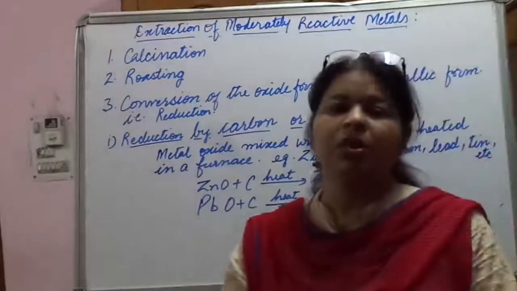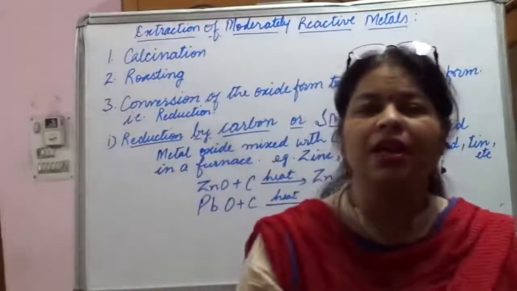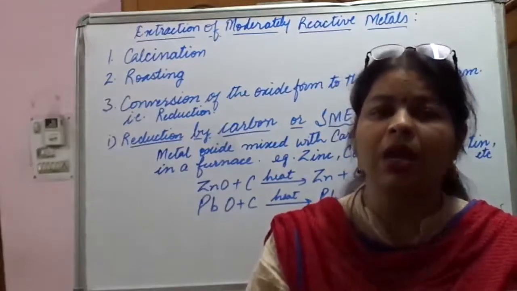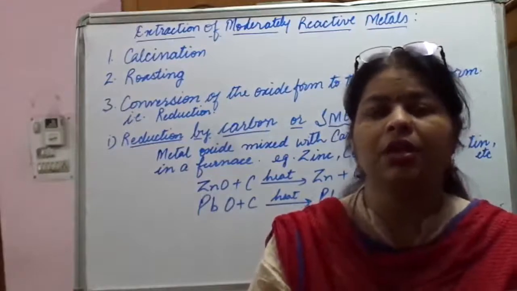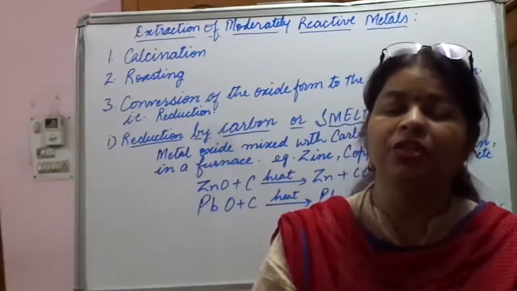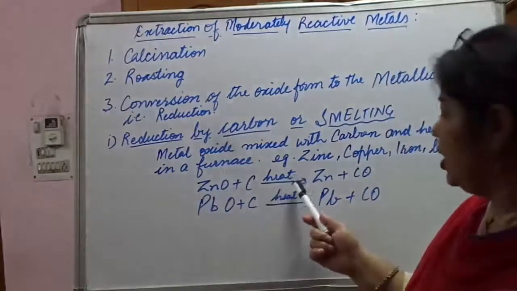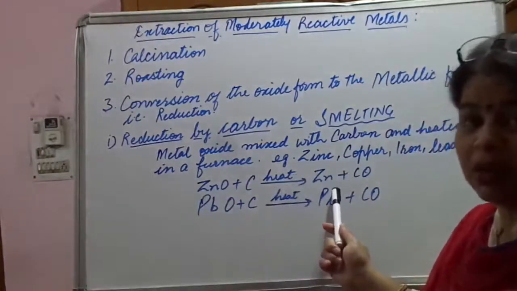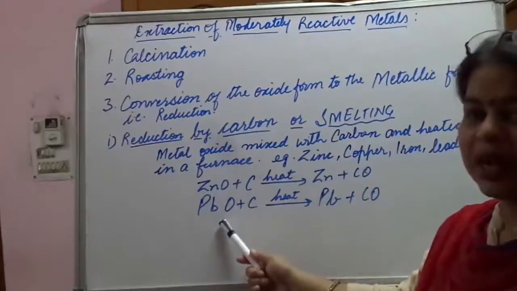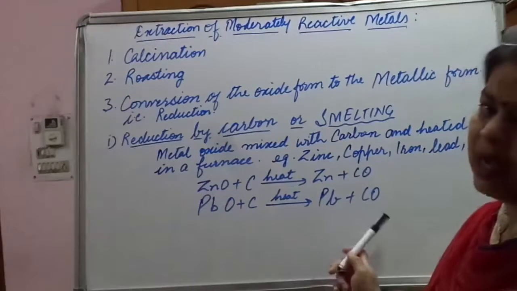Actually, what we do in this is take the metal oxide and heat it in a furnace with coke. Okay, or carbon in the form of coke is taken. Now in the furnace, when it is heated at high temperature, what happens? The reaction takes place like this: zinc oxide, a metallic oxide, plus carbon. On heating, it comes in the form of zinc, only metal is obtained, and carbon monoxide is evolved. Okay, the same happens with lead. Lead oxide treated with coke and heated, then we get lead and carbon monoxide.